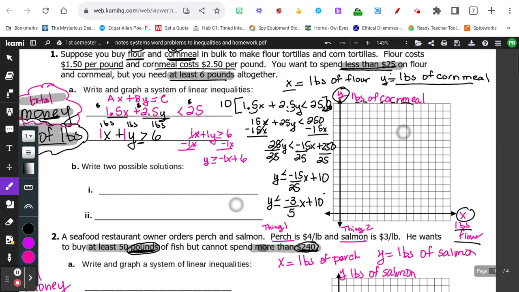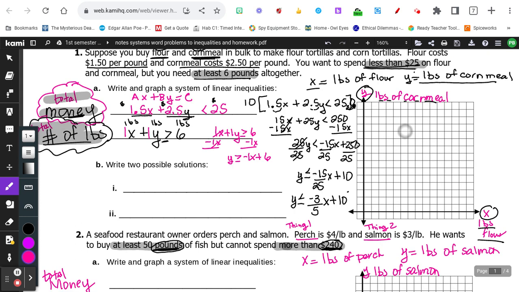So I'm going to graph each one of these. So I'm going to graph the one in black first. It has a b of 10 and a slope of negative 3 over 5. So I'm going to go up 10. This is 0, up 1, 2, 3, 4, 5, 6, 7, 8, 9, and 10.